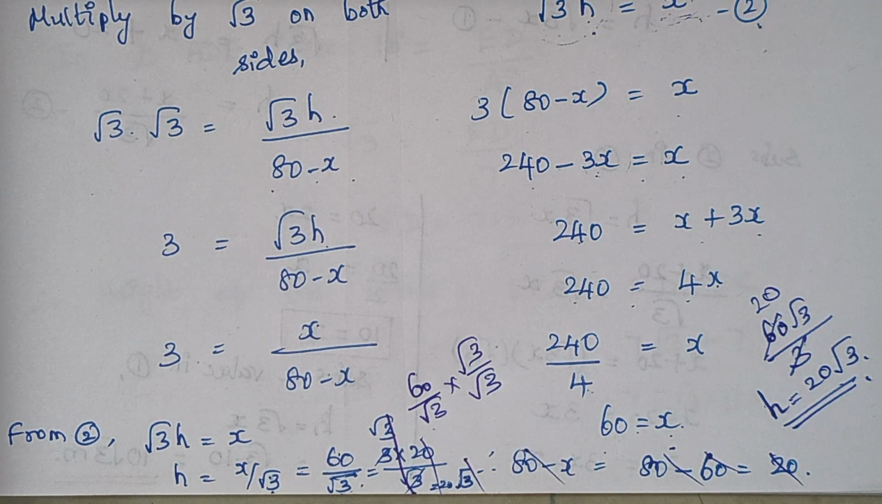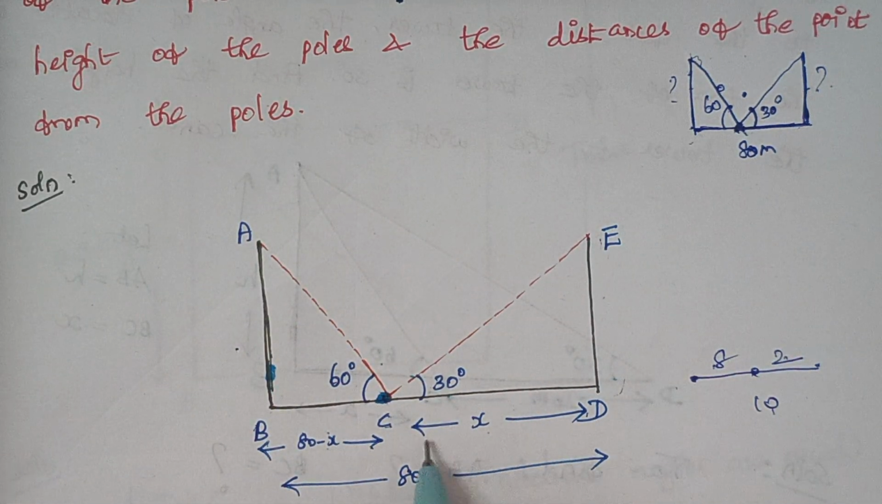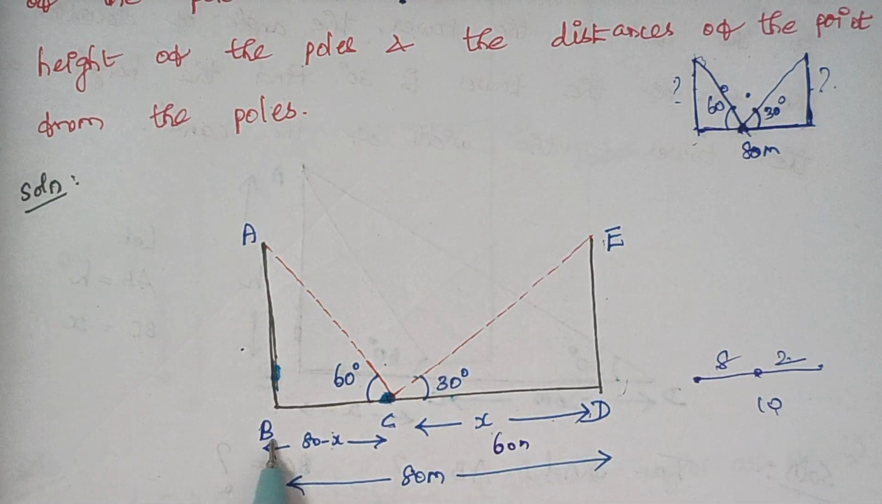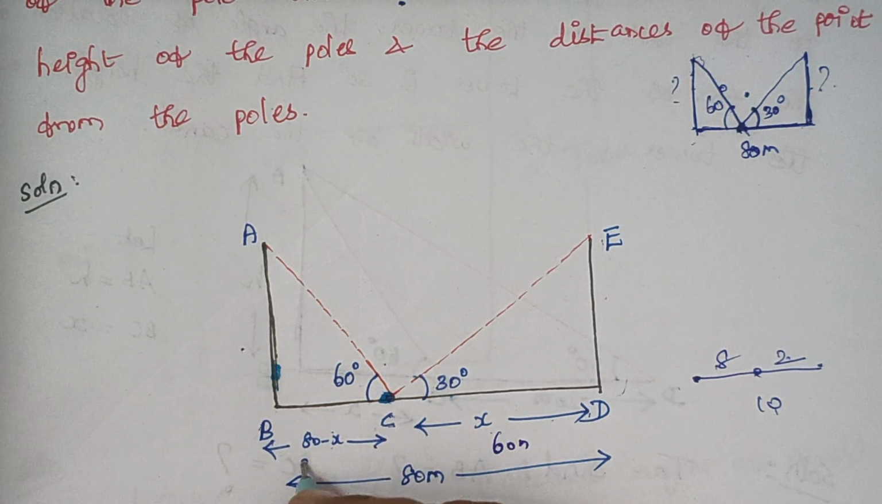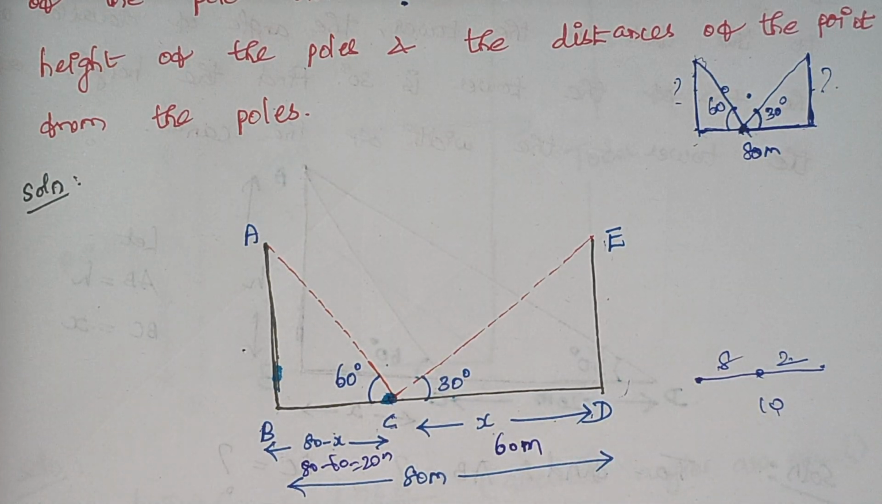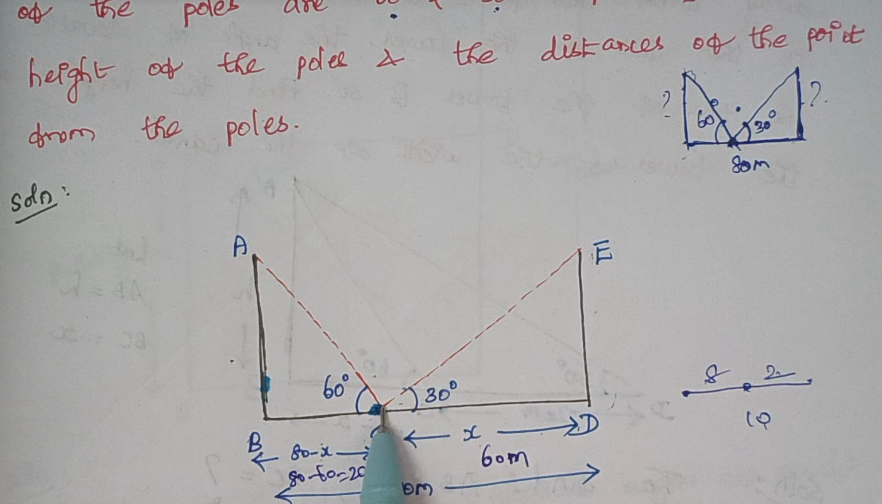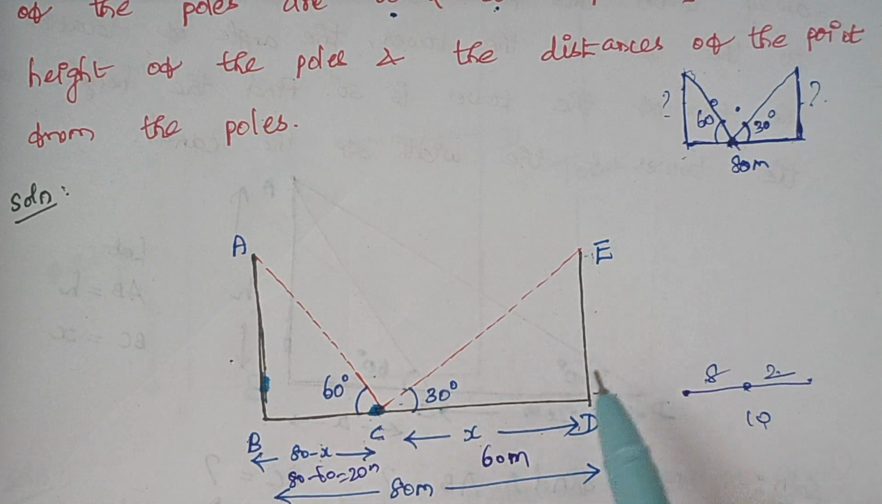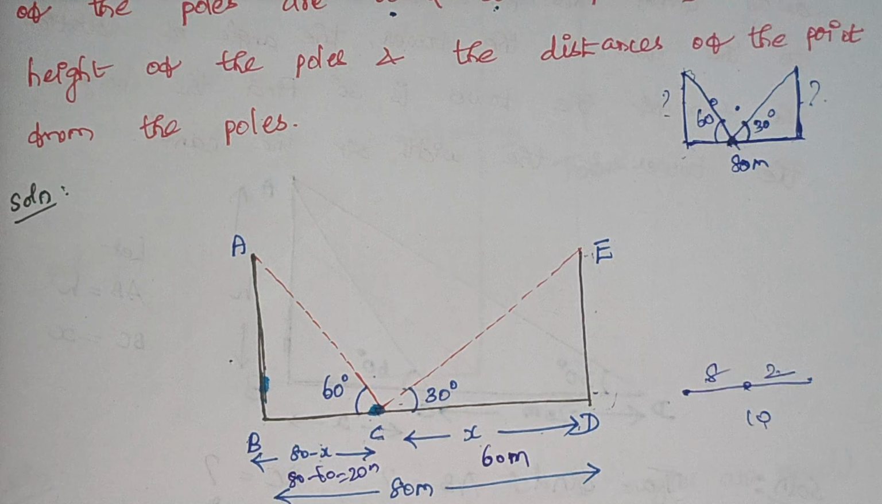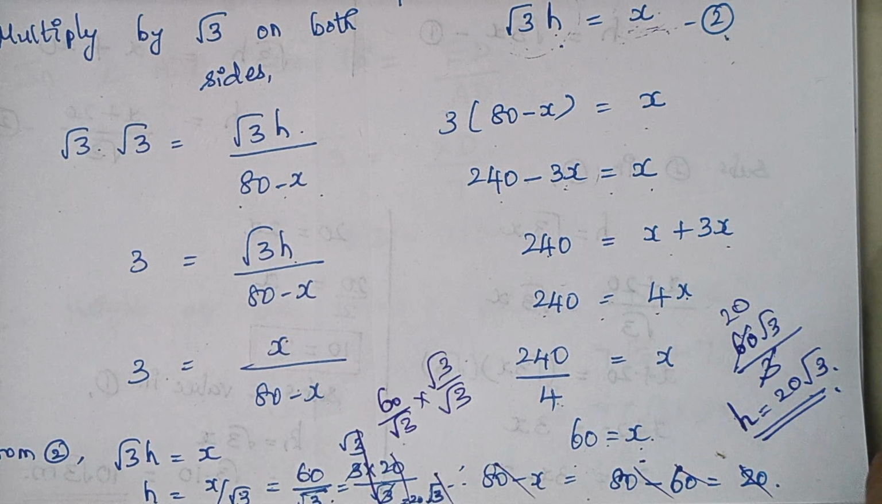And what is the next thing we have to find? The next thing to be calculated is the distance of the point from the poles. Here the value of x is 60 meters. Then what about the value here? 80 minus x, so 80 minus 60 is equal to 20 meters. While writing the answer, you have to write that the distance of the point from the left pole is 20 meters, and the distance of the point from the right pole ED is equal to 60 meters, and the height of the poles is 20 root 3 meters. Since there is an insufficiency of space, I have just filled it like this. So that's all. Height is 20 root 3 meters, and the distances I have just explained.